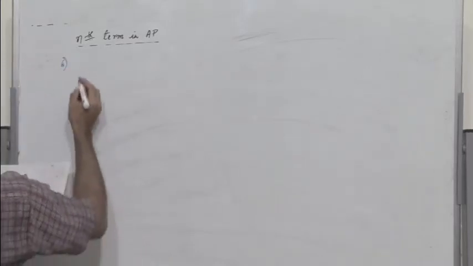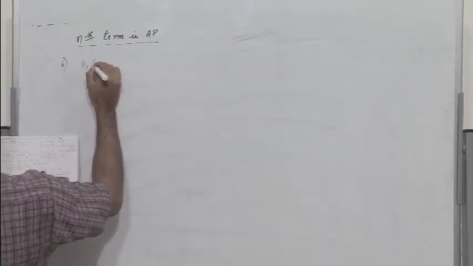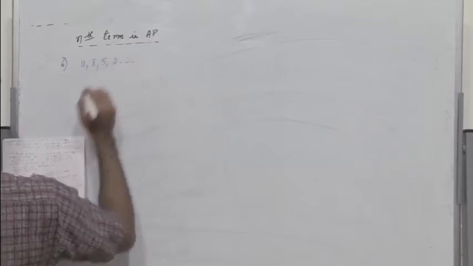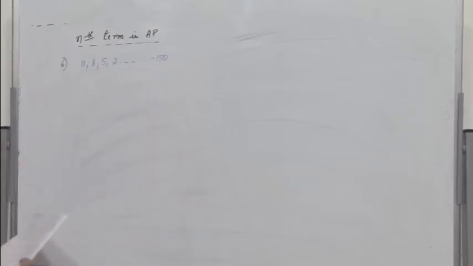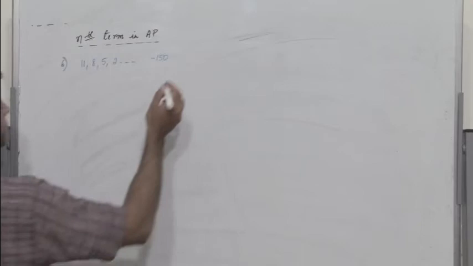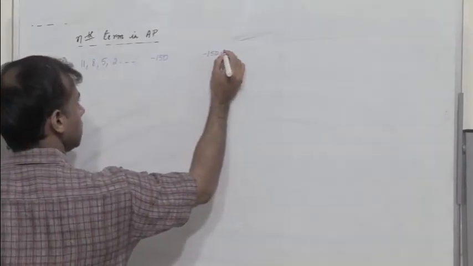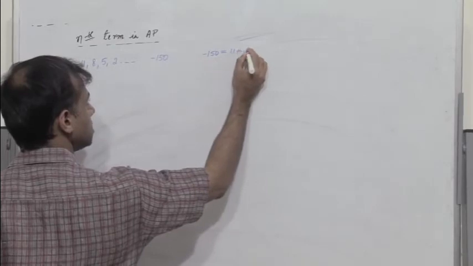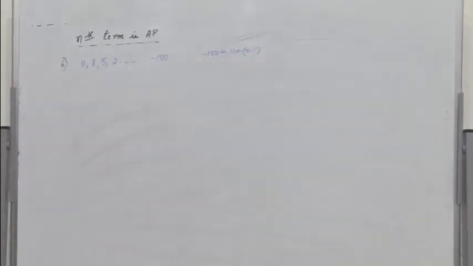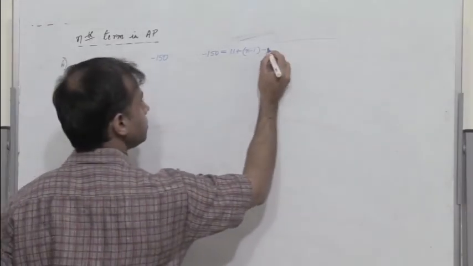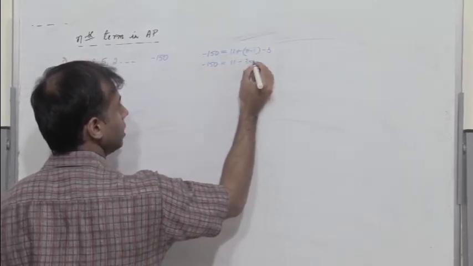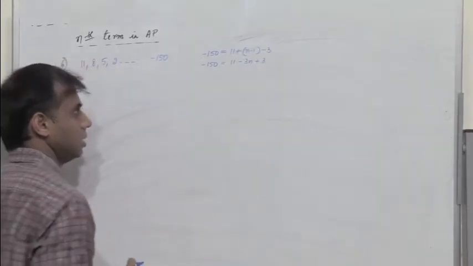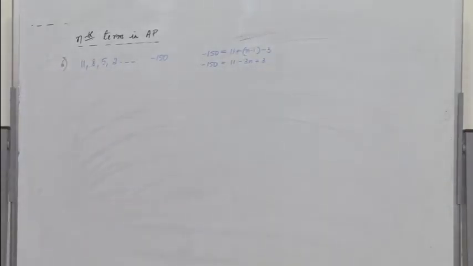So the sixth problem, we have the arithmetic progression 11, 8, 5, 2 and so on. So the question is, is minus 150 a term in this arithmetic progression? So let us see. So I have an is minus 150 equals a, which is 11, plus n minus 1 into d. So d is 8 minus 11, which is minus 3. So we get minus 150 equals 11 minus 3n plus 3. So I get 11 plus 3 is 14.